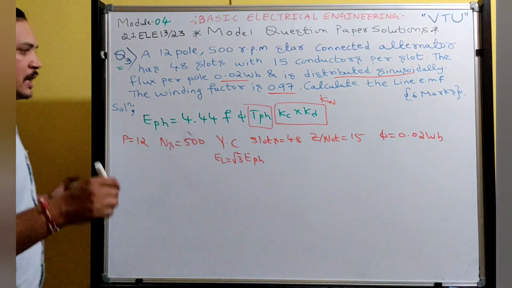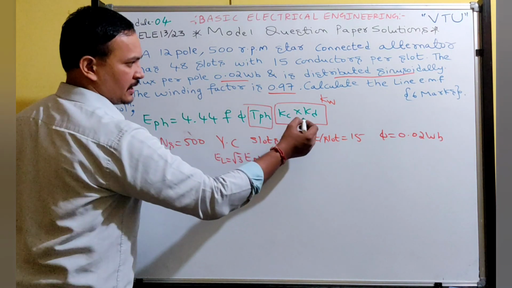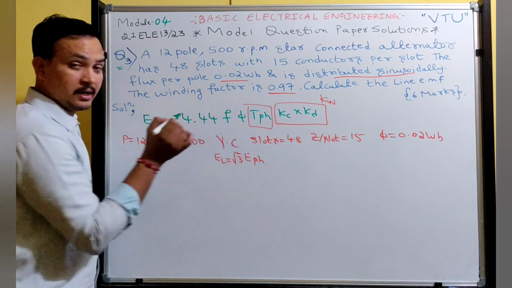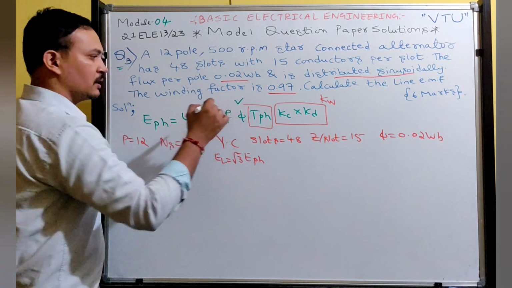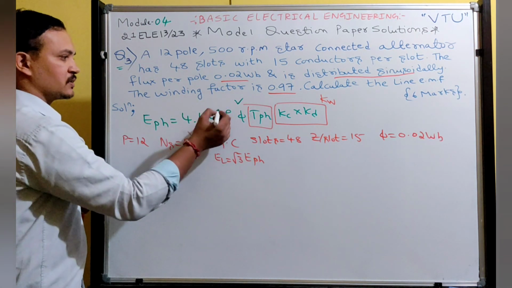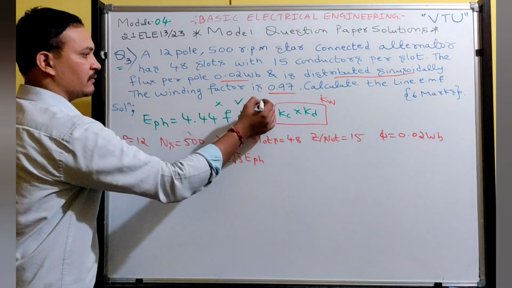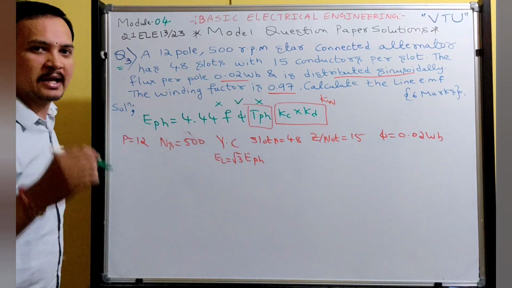Okay, got it? Now, KC and KD are given in the problem. I want to find TPH. Flux is given in the problem data. Frequency is not given. Okay, first find the frequency. Frequency and the TPH you have to calculate.